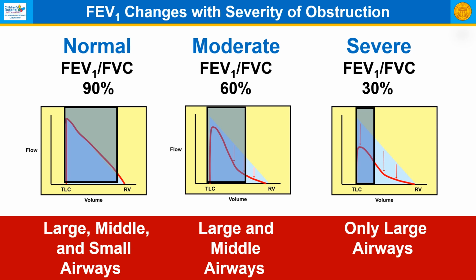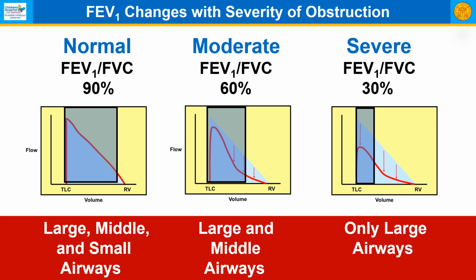So we know an FEV1 over FVC ratio of 90% in a normal individual means that 90% of this curve is included in the FEV1. So this is going to reflect large, middle, and small airway obstruction.